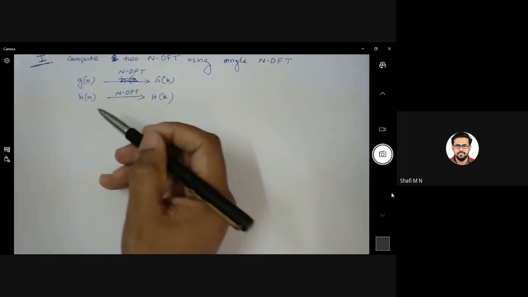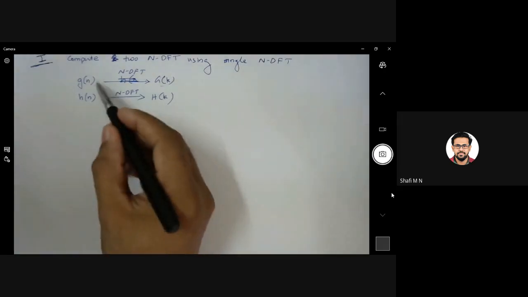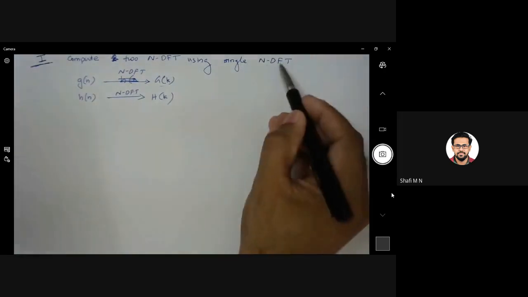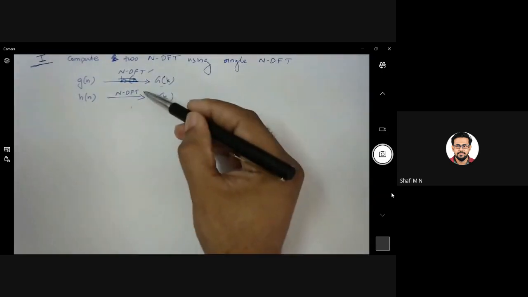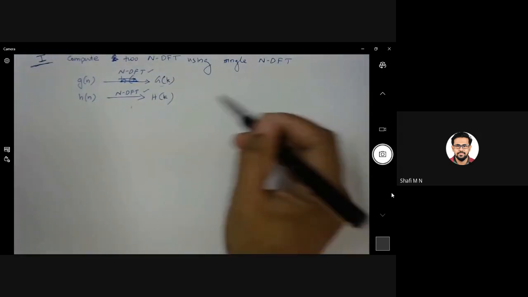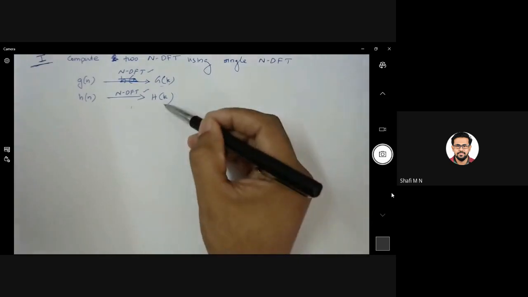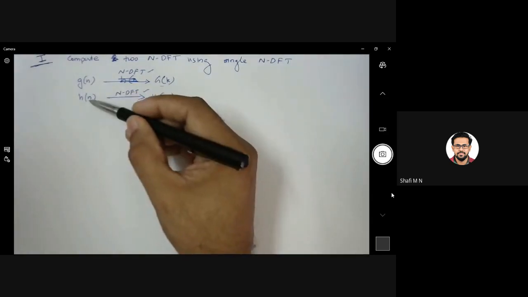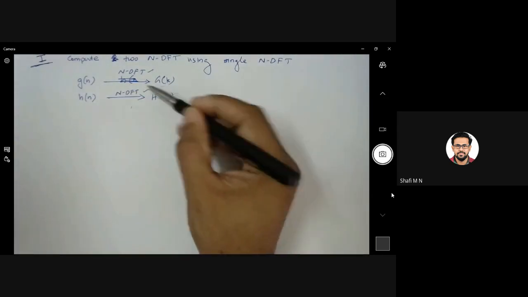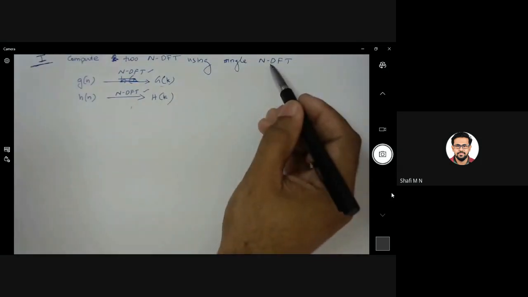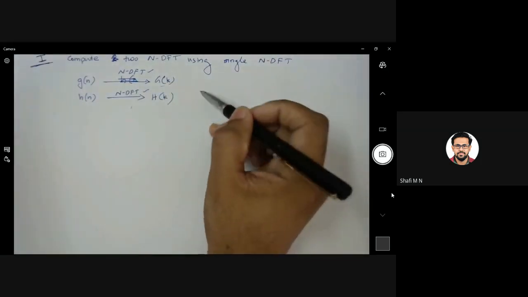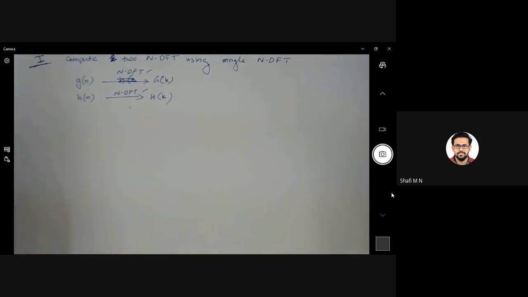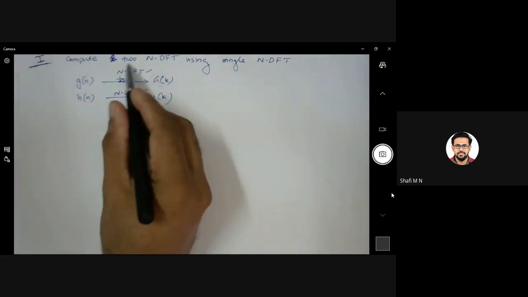Now the thing what you have to do is you have to perform only a single N-point DFT. So to do this, you need two N-point DFTs. Here you need one N-point DFT. Here you need another N-point DFT. Instead of that, you have to find G of k and H of k, provided G of n and H of n is given to you, using a single N-point DFT. That is the task. Okay. Instead of using two N-point DFTs, you have to use a single N-point DFT. Is that clear? That's why I have written two N-point DFTs using single N-point DFT.